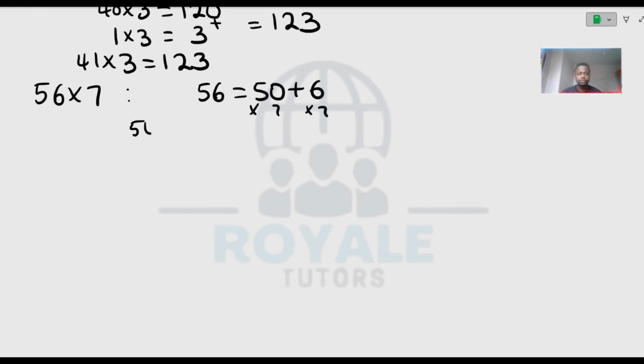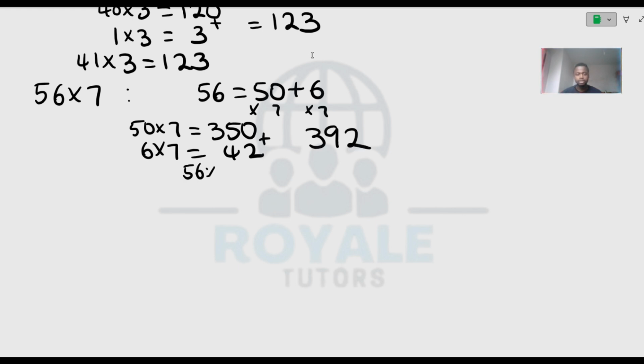Doing that, you have 50 times 7, which gives you 5 times 7 is 35. You add 0 to the back. Then you have 6 times 7, which is 42. So adding both of them together gives you 392. So 56 times 7 is 392.